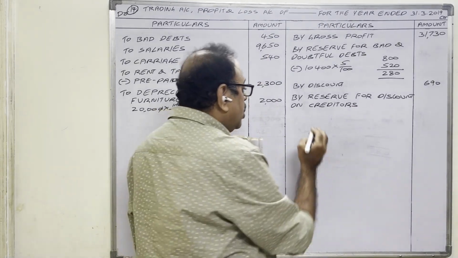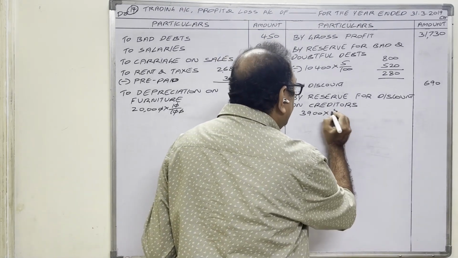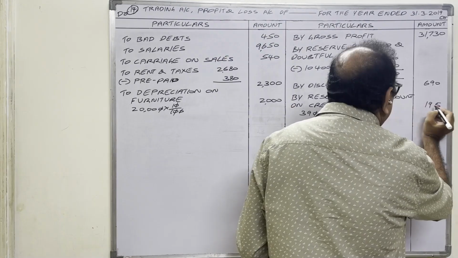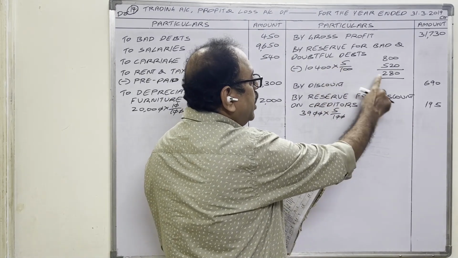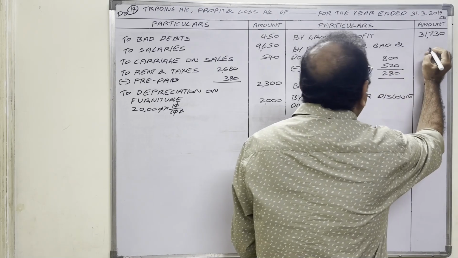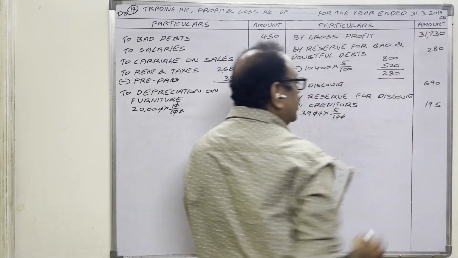Creditor value 3900 into 5% is the reserve, no? 5 by 100, 195 rupees. So this reserve for bad and doubtful debt amount 280 also, I forgot to write in the outer column. I am writing it now, 280 rupees.